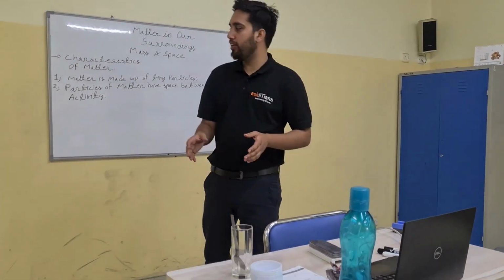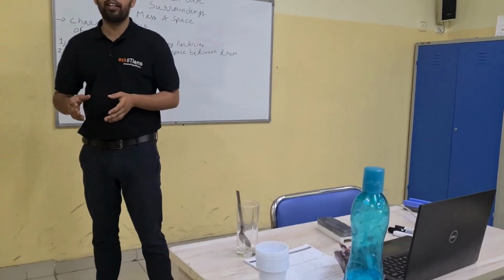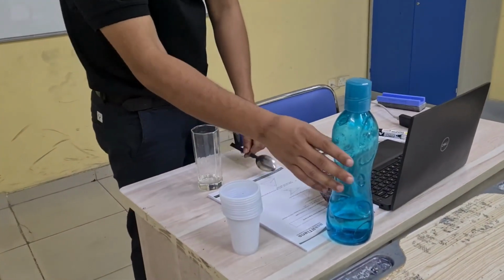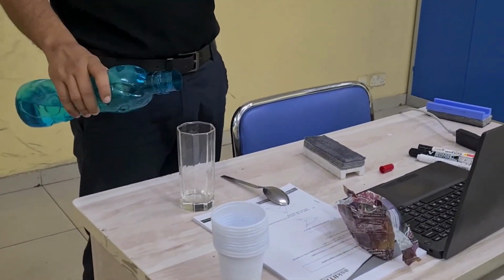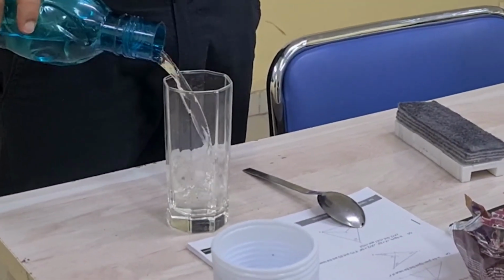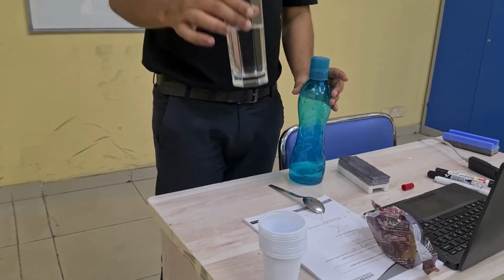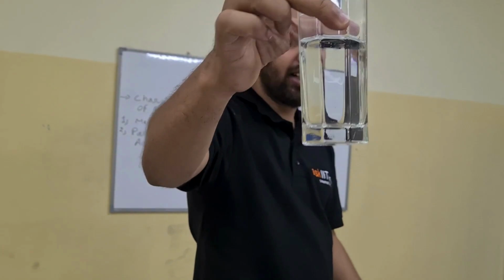So basically, what we are going to do is perform an activity to show that particles of matter have space between them. We are going to take a glass and put some water into it. You can see this water is clear, a transparent solution.